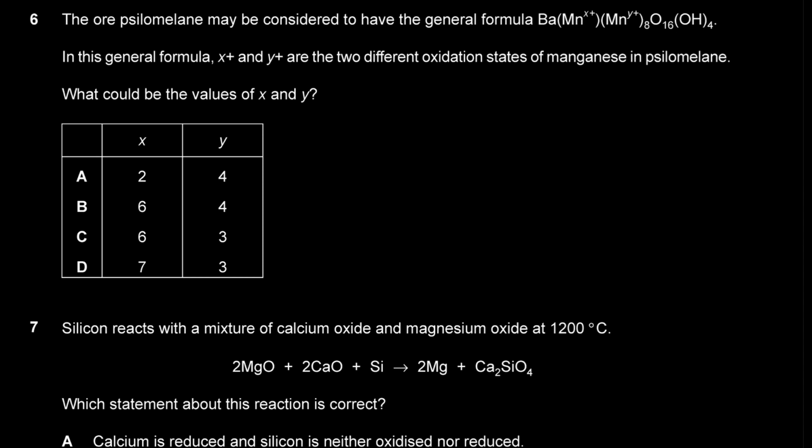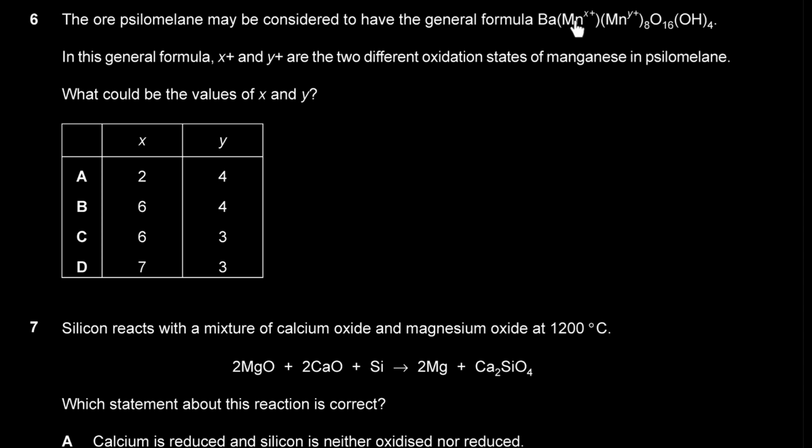The ore psilomelane may be considered to have the general formula Ba Mn(x+) Mn(y+)8 O16 (OH)4. In this general formula, x+ and y+ are two different oxidation states of manganese in psilomelane. What could be the values of x and y? Now to do this, we first need to figure out what the overall charge of all of these manganese ions would be.